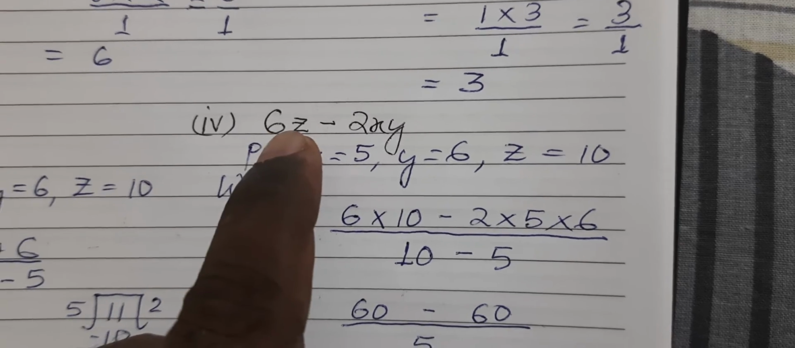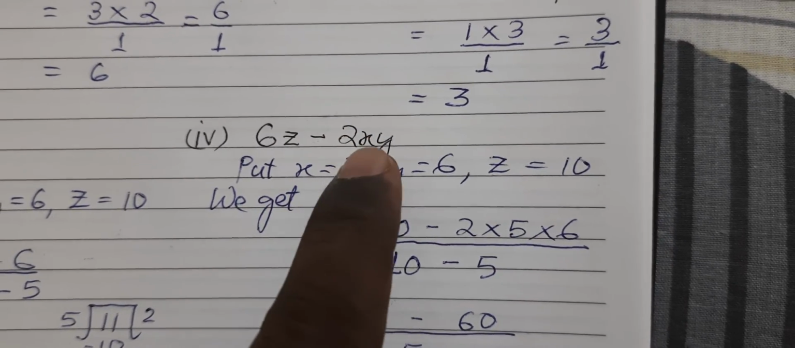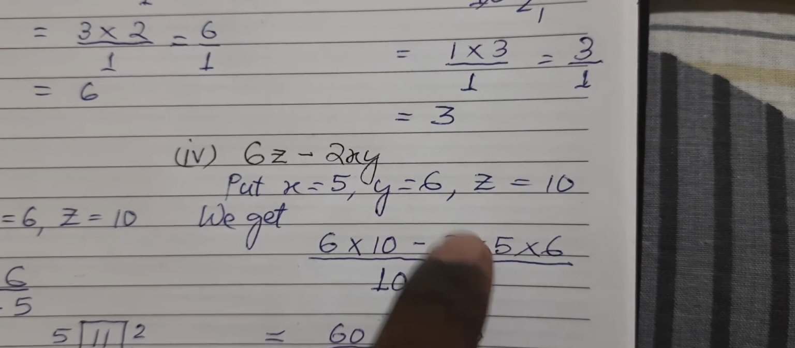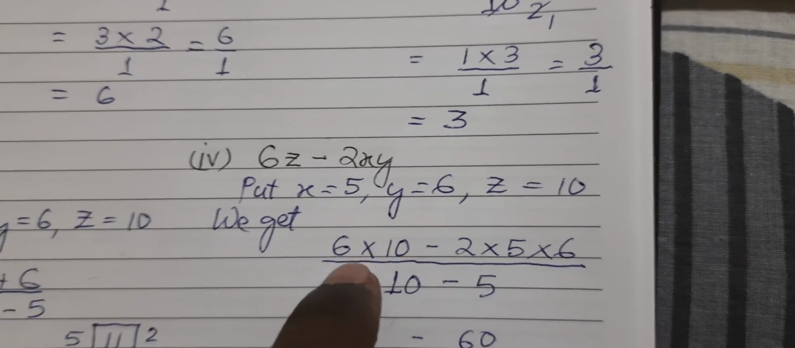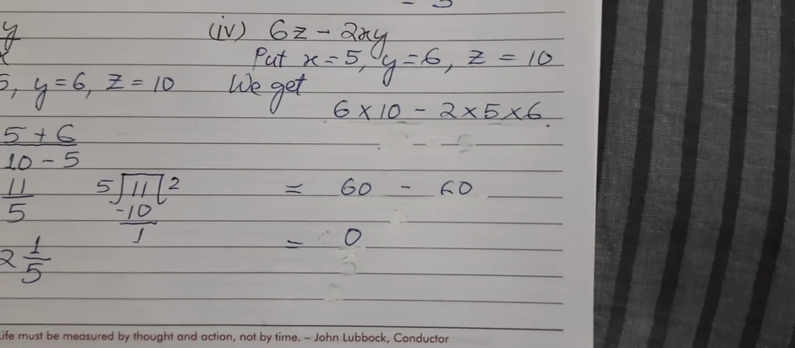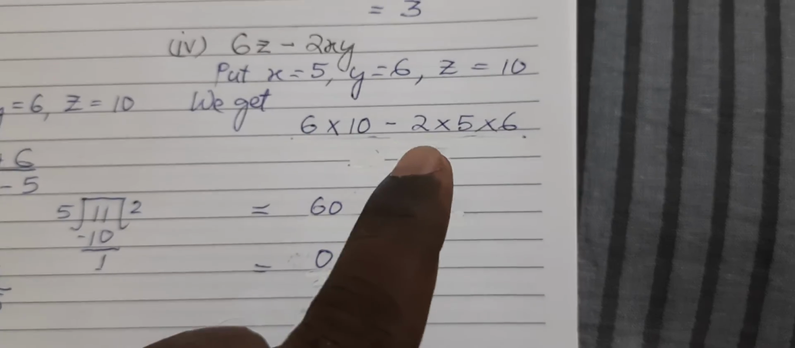So 6 into z means 6 into 10 because z is 10. 2 into x into y. 2 into x is 5, y is 6. So 2 into 5 into 6. So 6 into 10 minus 2 into 5 into 6.